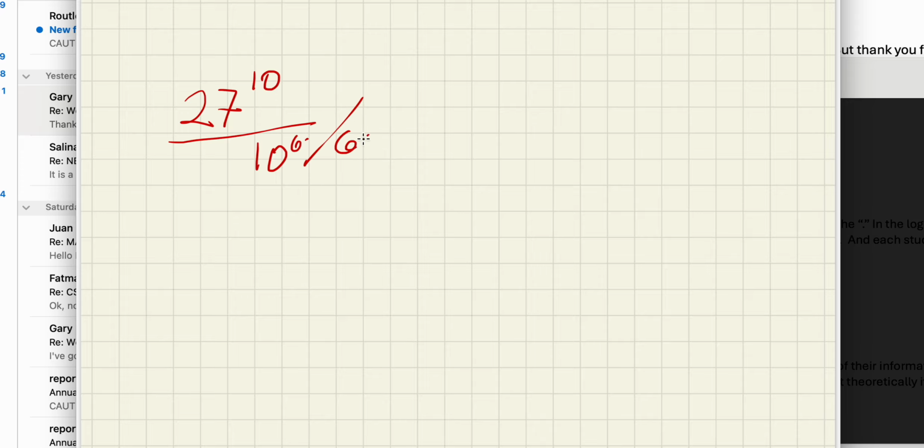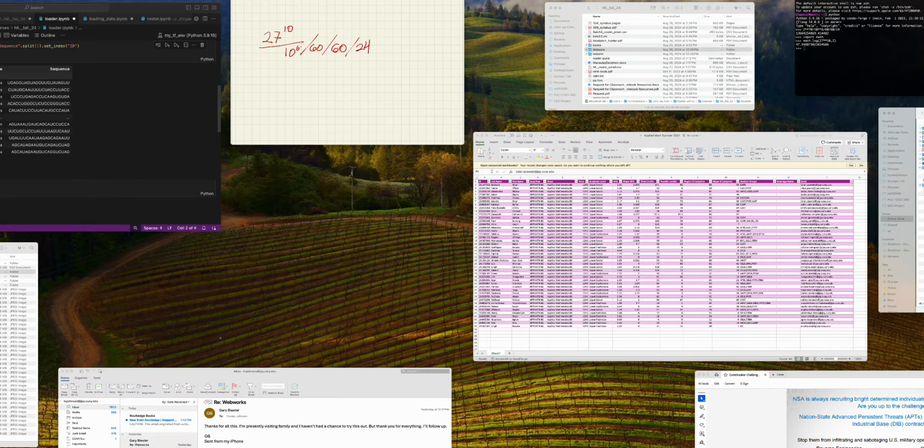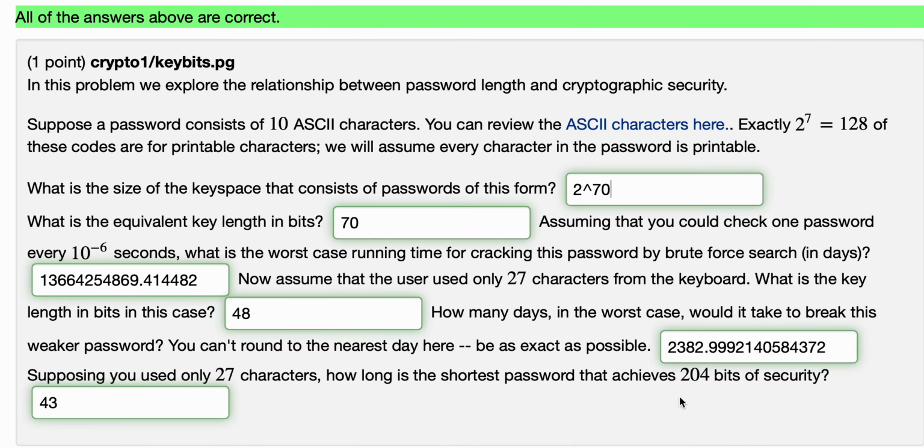And then if we divide this by 60, it's the number of passwords we can check per minute. And if I divide this by 60, it's the number of passwords we can check per hour. And then if I divide the result by 24, that gives me the number of days it takes to check all those passwords. So coming back here, you get this number.